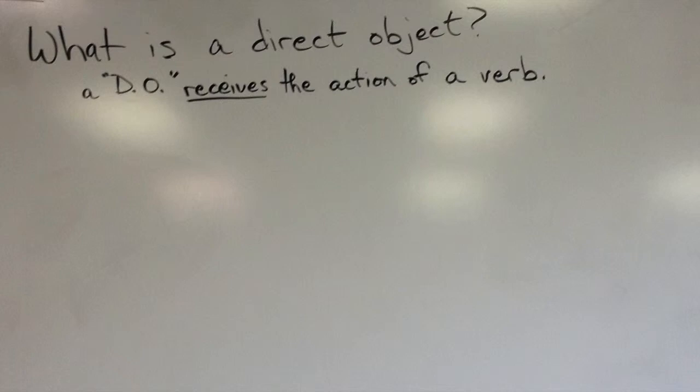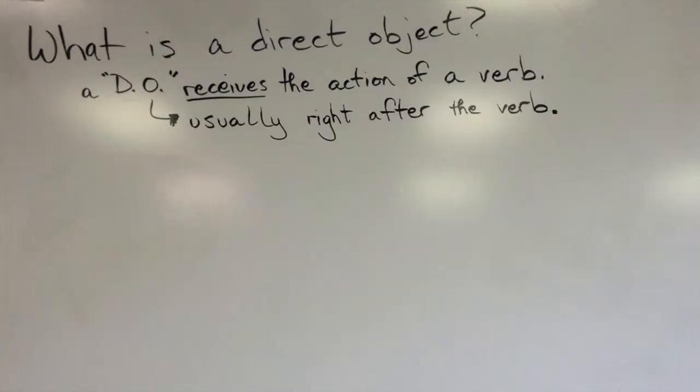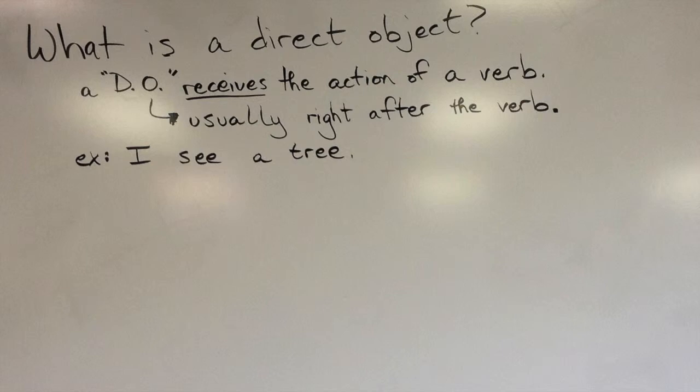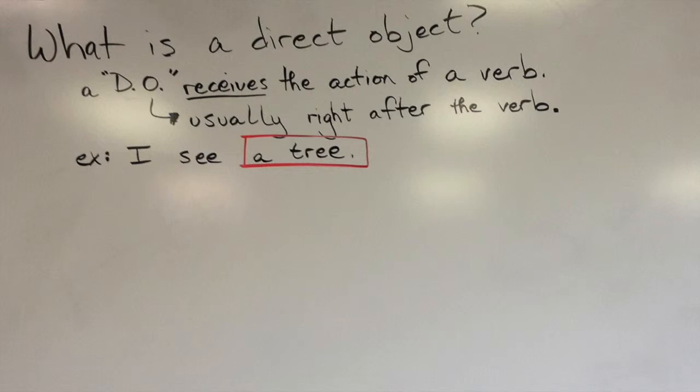So let's look at some examples, and that might actually be a better way to learn what a direct object is. Now, usually the direct object comes right after the verb in the sentence. So for instance, I see a tree. Now I'm going to put a box around the DO every time. The tree is the thing which I'm looking at. It is what I see. In that sense, the seeing originates with my eyes and ends at the tree which receives that seeing.